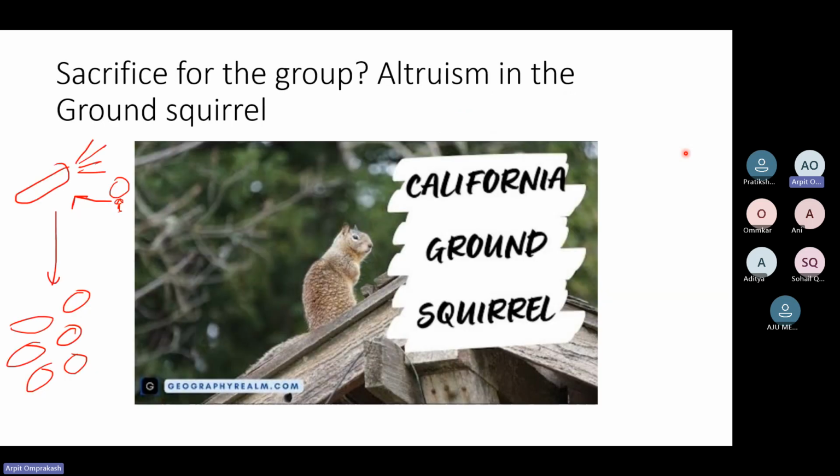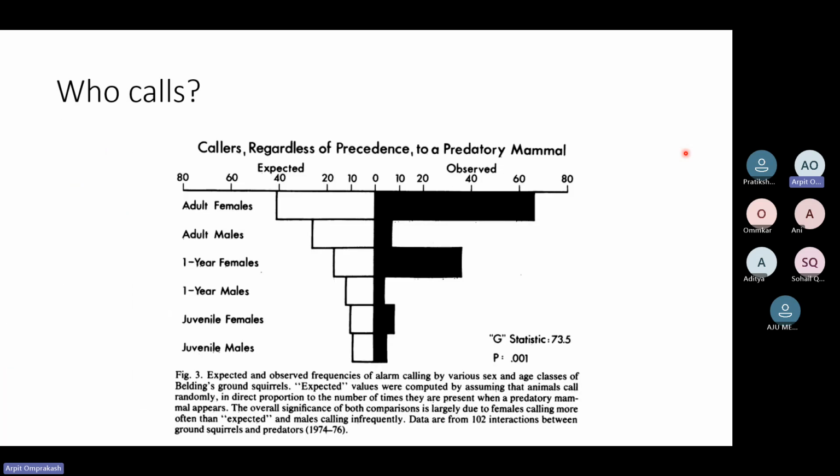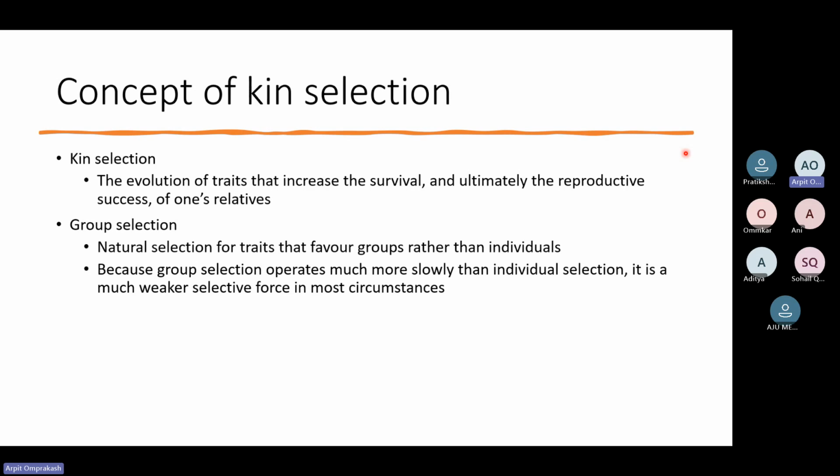loss of individual liberty. Then we talked about altruism in these ground squirrels, where basically they make sounds or alarm calls to alert others. These are segregated according to their demography, and they figured out that females tend to be more altruistic than males. Then we talked about the concept of kin selection, where basically there is an evolution of traits that increase the survival and reproductive success of one's own relatives. So even if you are dying, you make sure that your relatives are surviving.